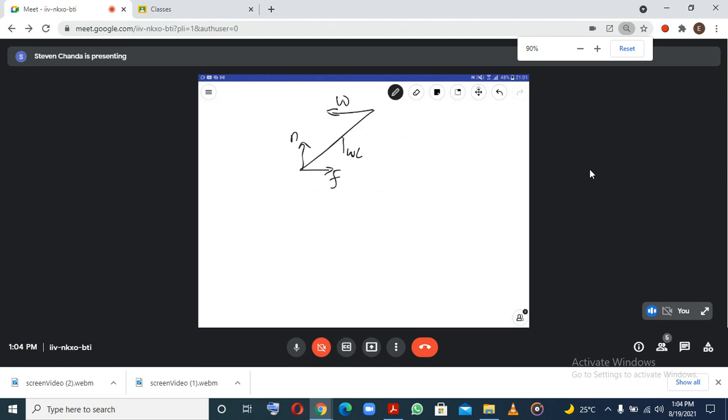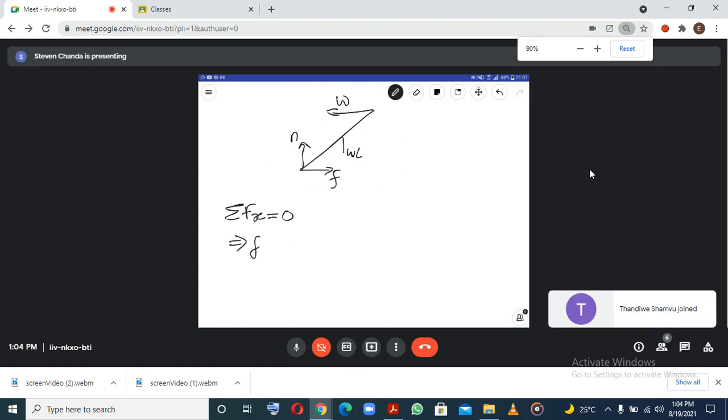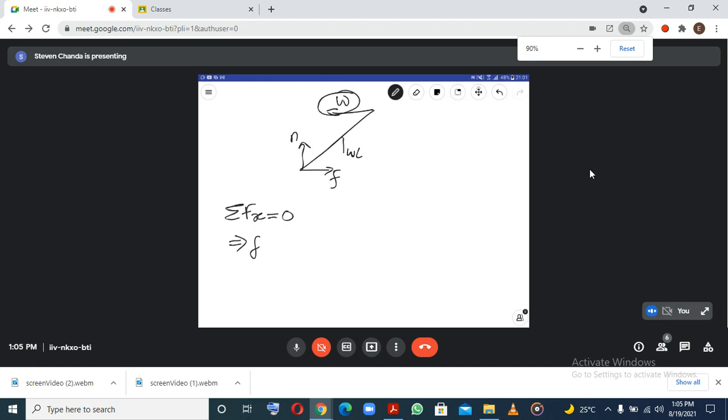Let's say the sum of the forces in the x component is going to be zero, right? So what forces are in the x component? It's friction, and then there's also this W again, so it's going to be minus W. So now you may be wondering why that friction seems to have a positive sign.